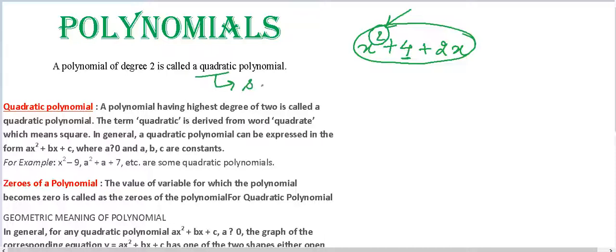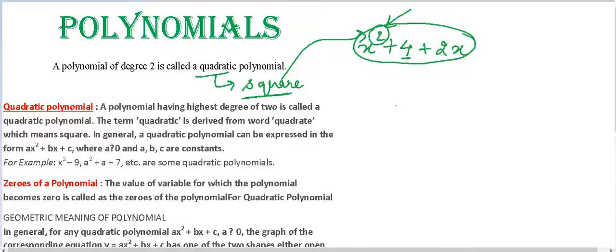Quadratic is basically square, right? Square, and square stands for 2. So this is how a quadratic polynomial is derived. If the degree is 2, then it is known as the quadratic polynomial. This is the basic definition of a quadratic polynomial which I have discussed with you.